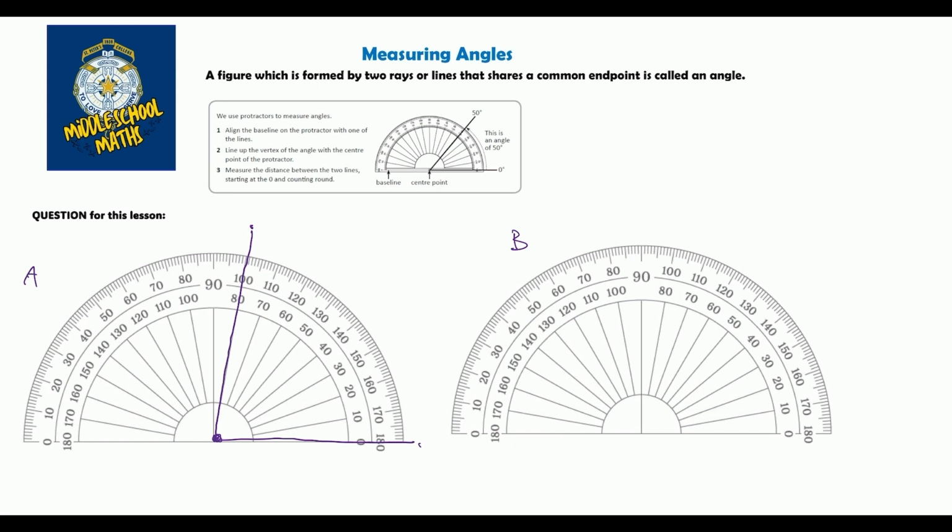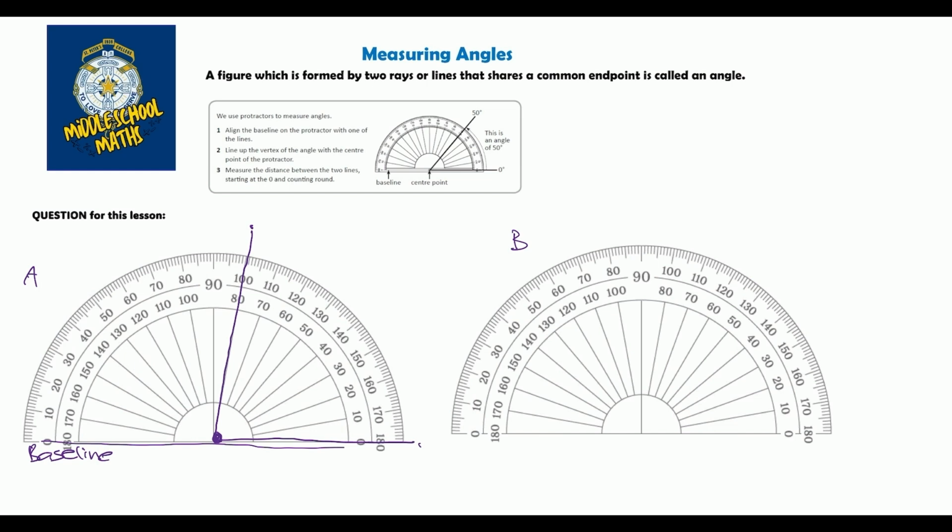So we need to obviously line up the bottom line with the baseline of the protractor, which is this line across here that runs all the way along. And then we need to line up the vertex of the angle, or the point, the intersection point, with the middle of the protractor, like I have done here.